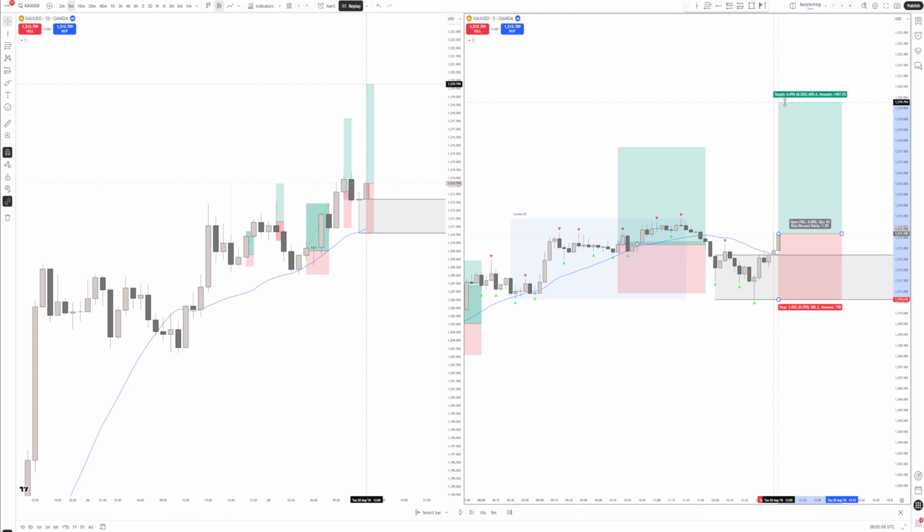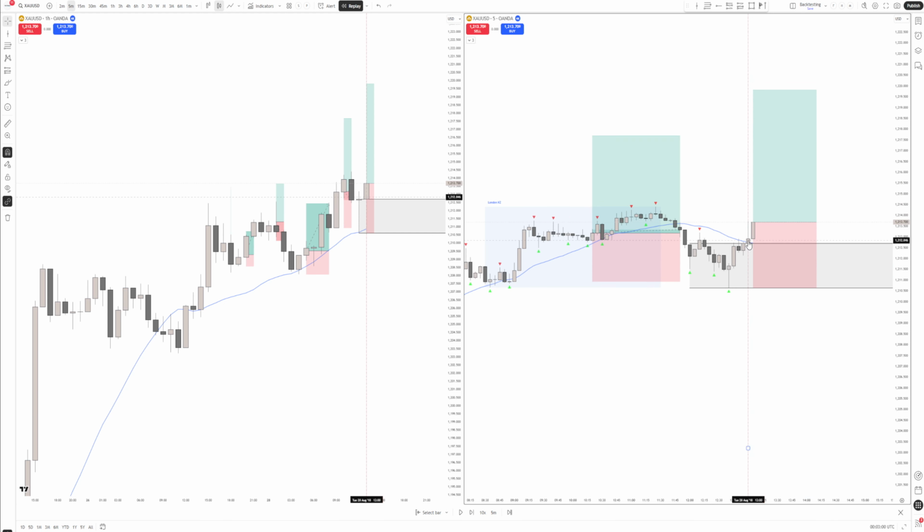Now some of you watching this are probably thinking, why didn't you just enter here? Because it was a wick. We didn't really like that. But some of you might think, well, we closed above the moving average, so we're going to take that trade. It's up to you. So let's see what happens.